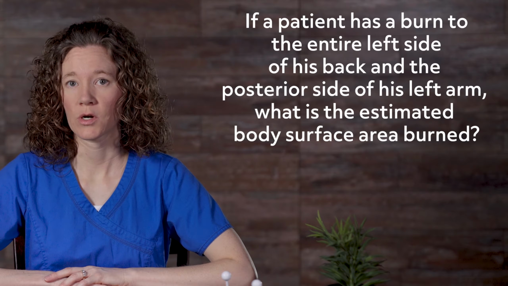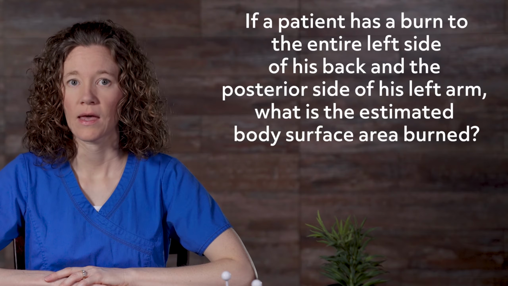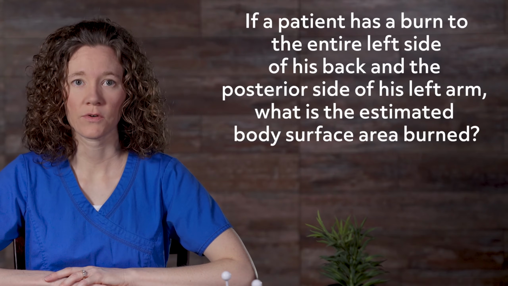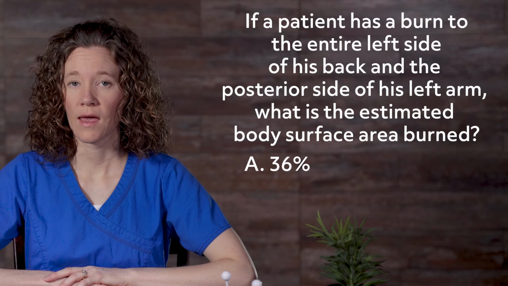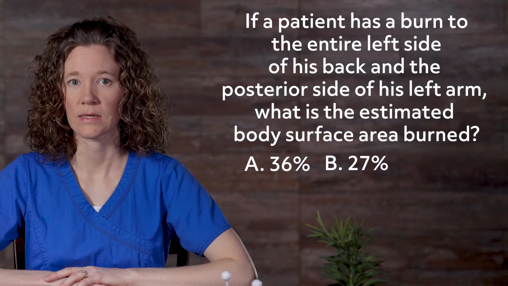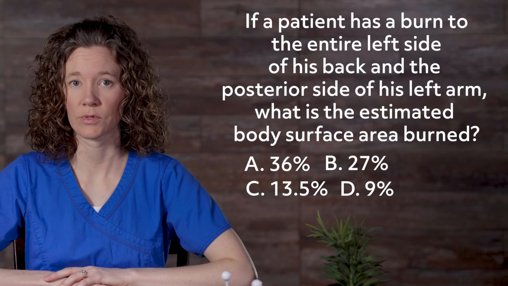Let's look at a review question. If a patient has a burn to the entire left side of his back and the posterior side of his left arm, what is the estimated body surface area burned? A, 36%, B, 27%, C, 13.5%, or D, 9%.